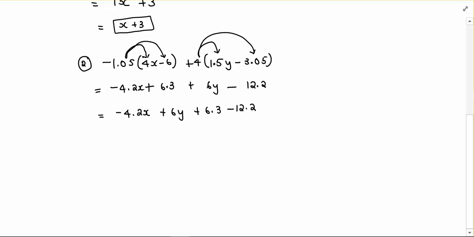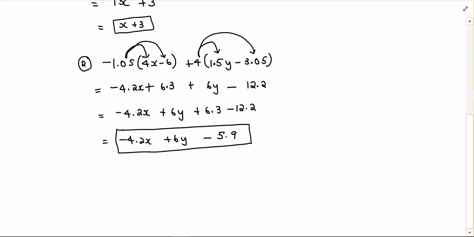So 6.3 subtract 12.2, and that's going to work out to be negative 5.9. Negative 5.9, and the y doesn't have a like term to go with it either, so that's the end of that answer, that problem. Simplified.